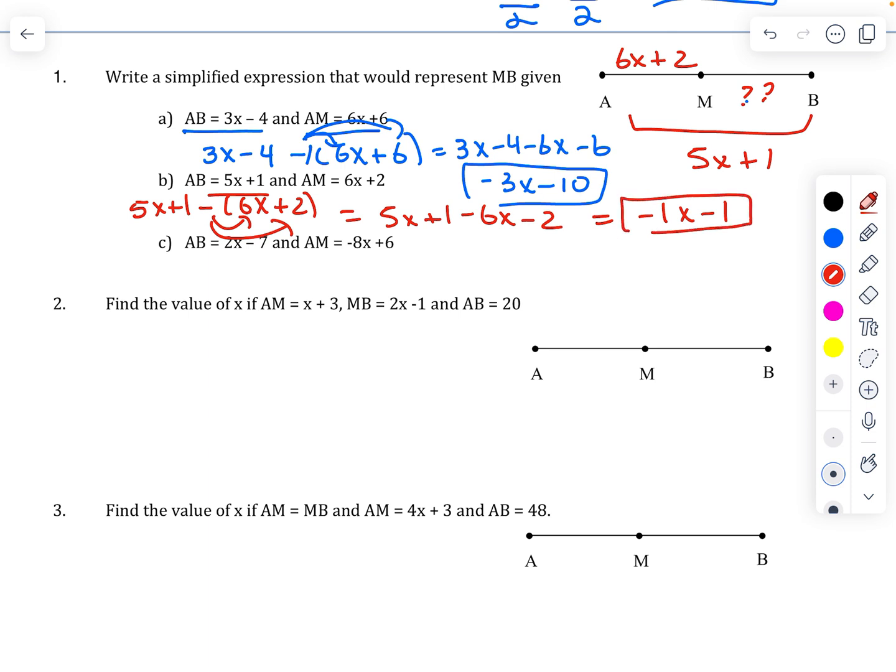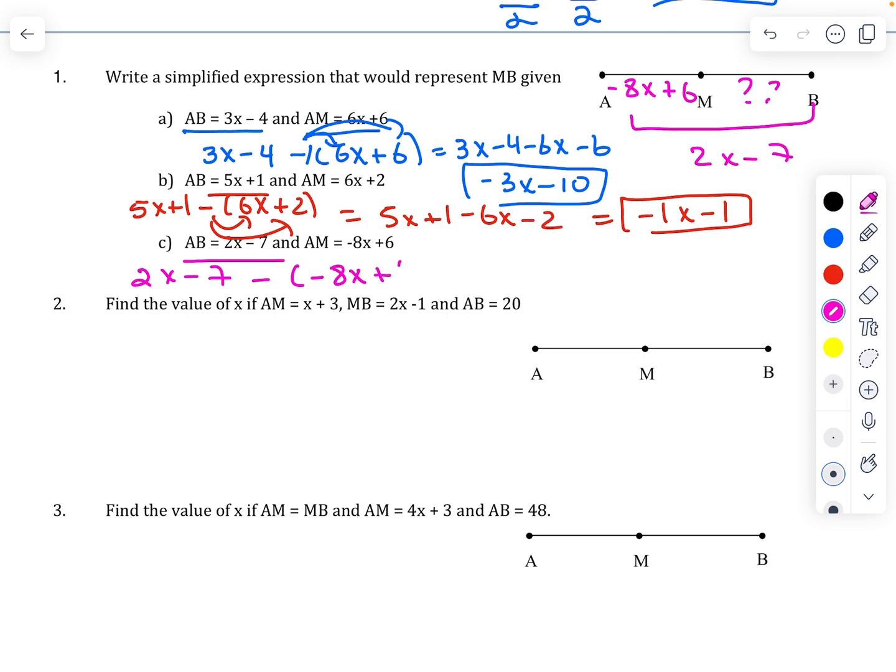Try the next one on your own, and then you can come back and check it to see if you did it correctly. So AB is 2x minus 7, and AM is negative 8x plus 6. Again, we're looking for the little one, so let's subtract the big minus the little. Distribute that negative. So I have 2x minus 7 plus 8x minus 6. Combine like terms: 10x minus 13. So this is just expressions. There's no equal sign anywhere, so we can't solve an equation.